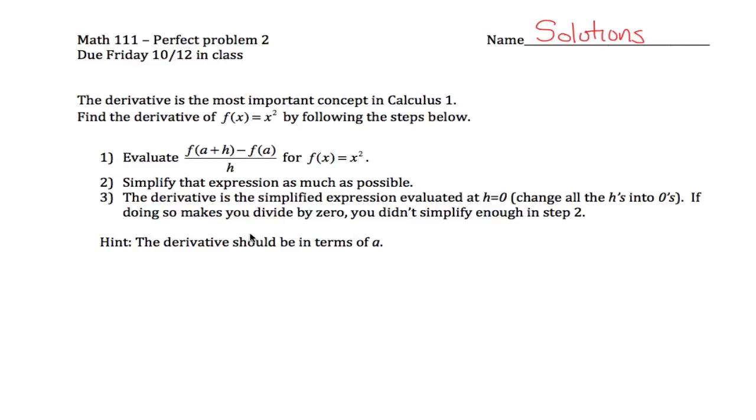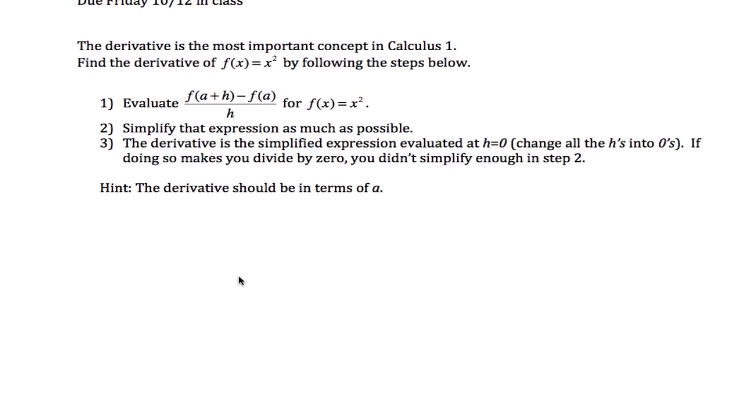Okay, here are our solutions to perfect problem 2 for Math 111. What we're asked to do is find the derivative of this function f of x equals x squared. At this point, you should have no idea what a derivative is. It's not something you learn until Calculus 1. However, we can find it just using methods from our class, actually things we're going over right now. So if you follow these steps, what you end up getting is the derivative.